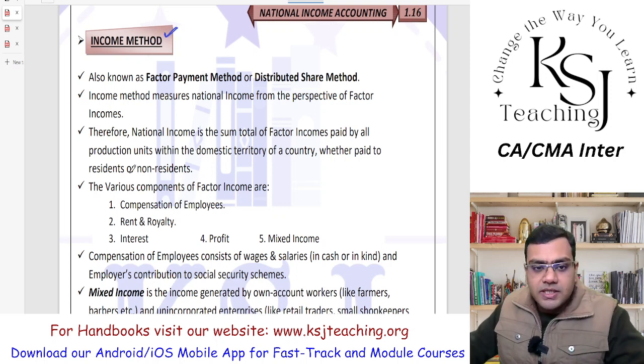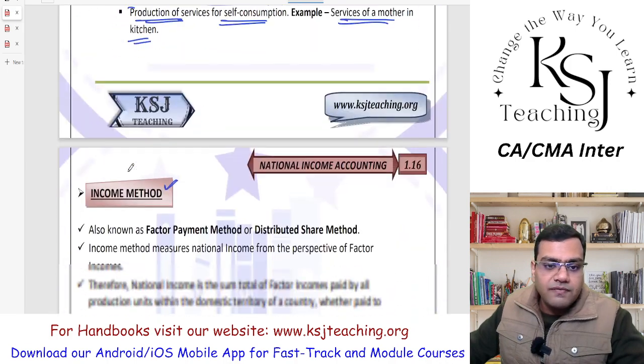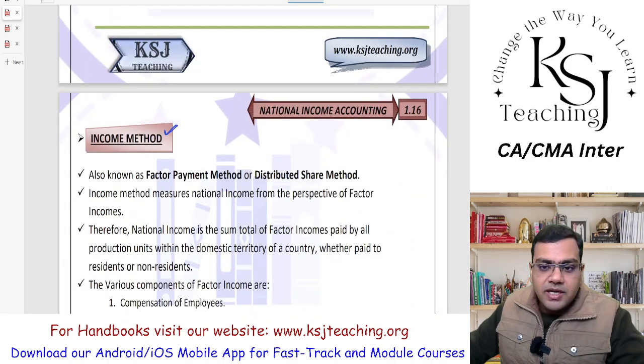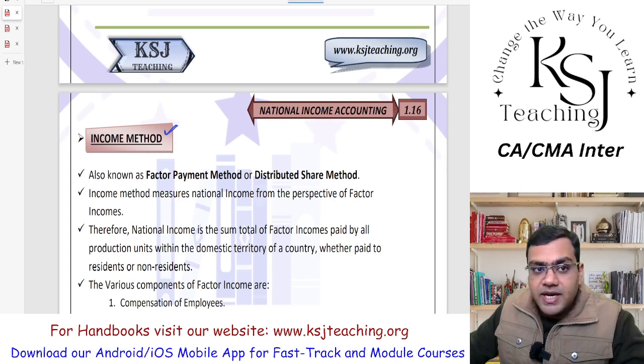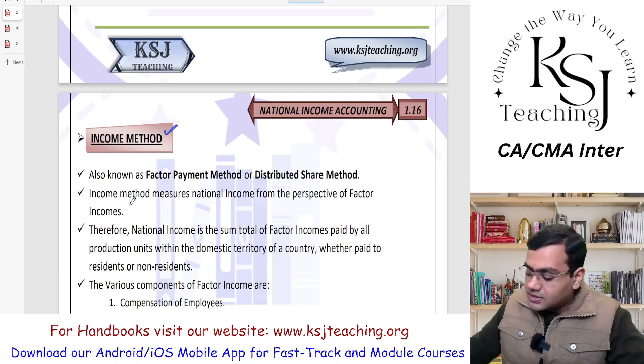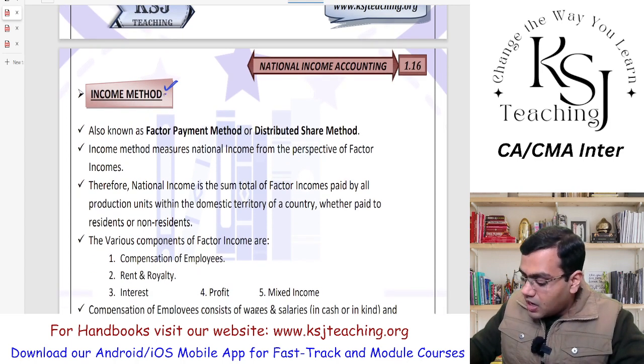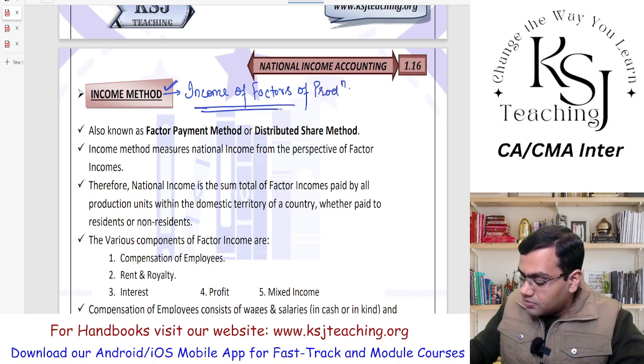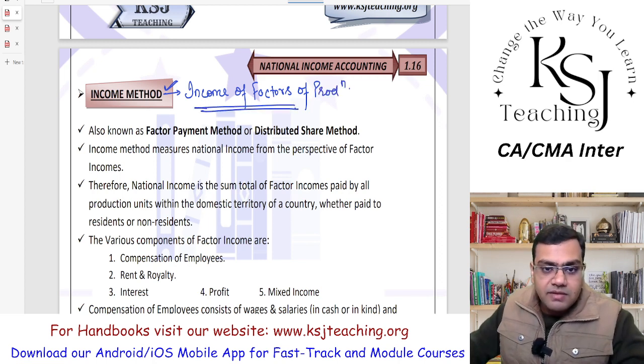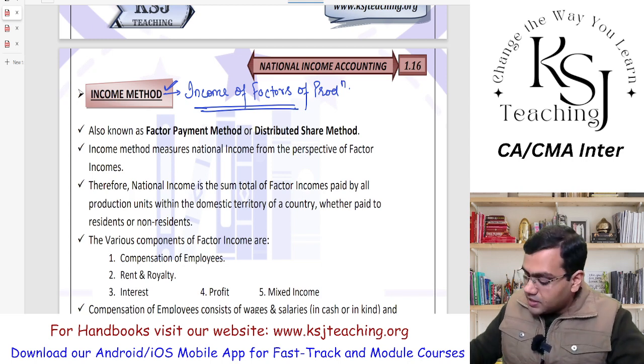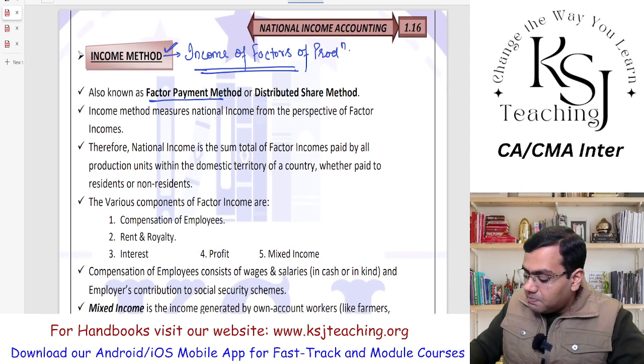Now, in the whole process of the circular flow of income, where is the national income being generated? When we talk about this income method, we are talking about the income of factors of production, right? Income of factors of production. This is what we are talking about, because the income is received only by the factors of production. It is also known as the factor payment method.